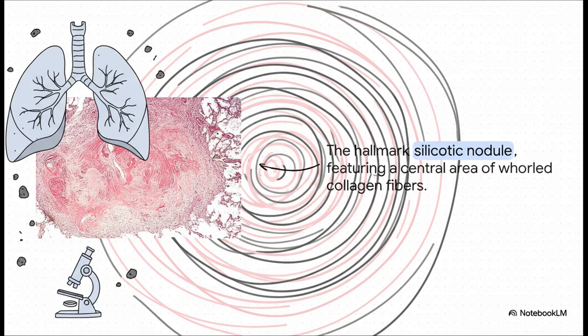And if we zoom in with a microscope, this is what we see. This is the hallmark. Look closely at the center of the image. Can you see those pink collagen fibers? They are arranged in these swirling, concentric circles, almost like a fingerprint, no? That is the classic silicotic nodule. When a pathologist sees this, they know the diagnosis.